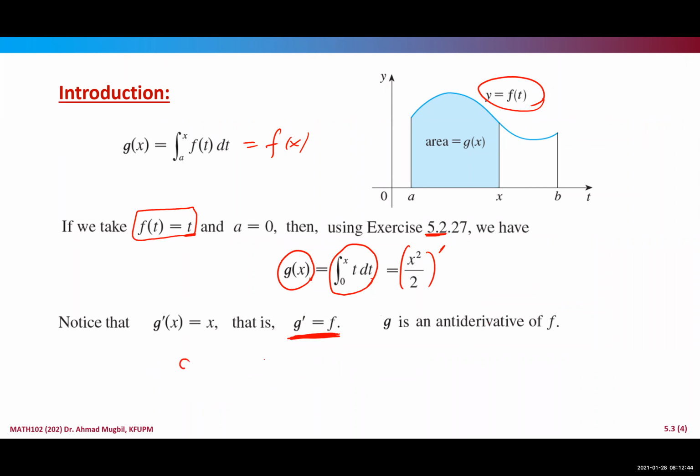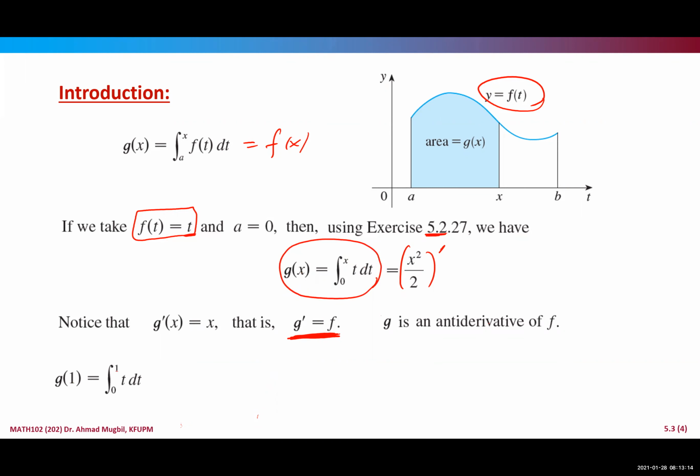If you have two functions, g and f, and the derivative of g is f, then f is the derivative of g, but g is the antiderivative of f. So in that case, we have what is called an antiderivative. This g of x here is a function of x.